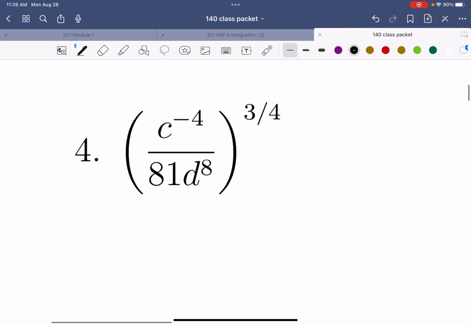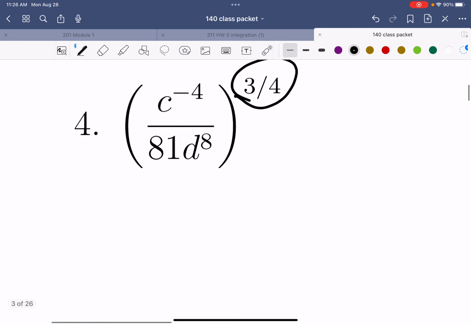On to number 4. Same thing here. We're going to apply this 3/2 power to everything in the parentheses. So for our c in the numerator, we're going to take -4 times 3/4, and that's going to give us -3. We're going to have an 81 to the 3/4 power. And our d, we're going to multiply that 8 by the 3/2. 8 times 3/2 gives us 6.